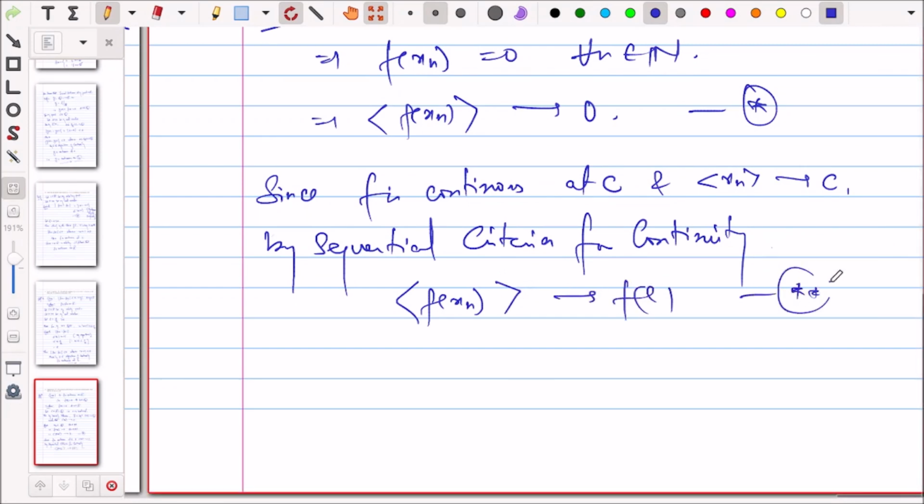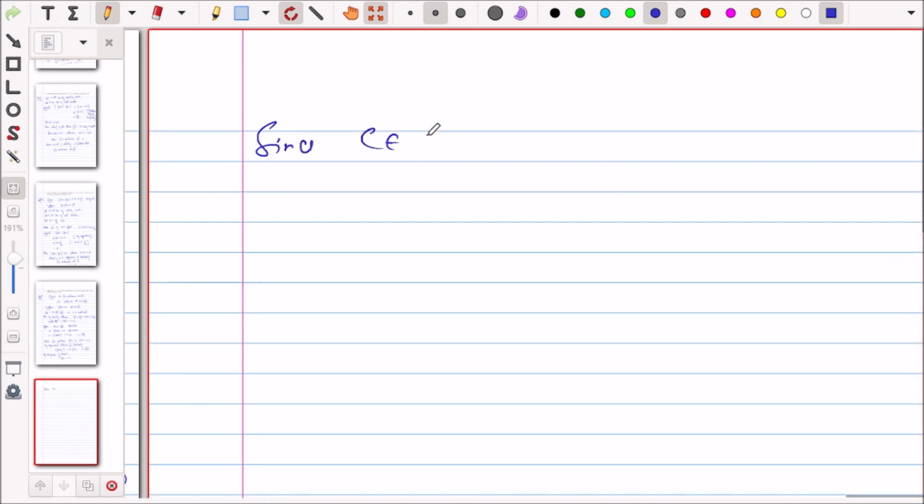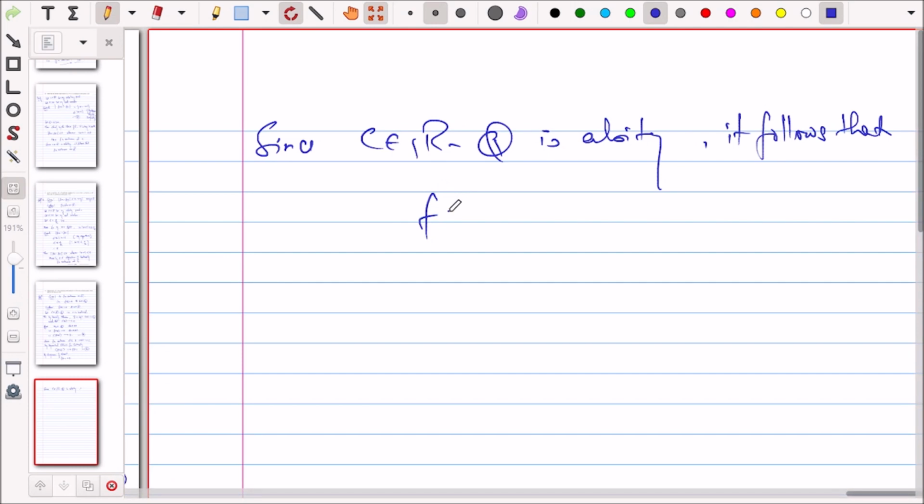Okay, now by uniqueness of limit, because here we have shown that it is converging to 0 and here we are showing it is converging to f(c), so by uniqueness of limit f(c) is equal to 0. Okay, now since c belonging to R minus Q is arbitrary, it follows that f(x) is equal to 0 for every x in R minus Q.